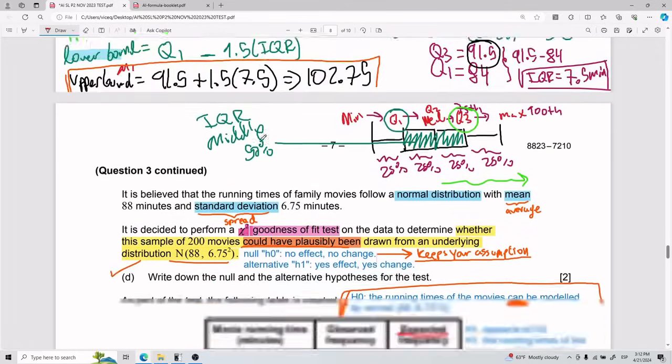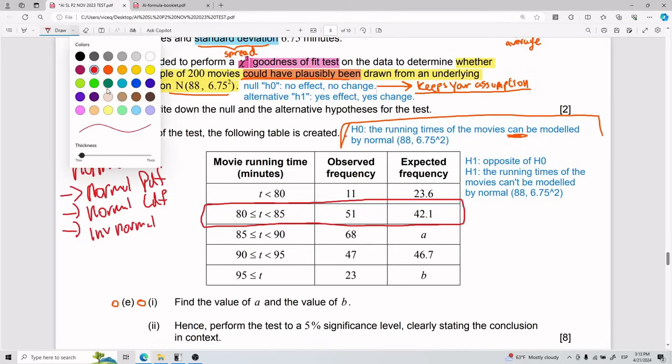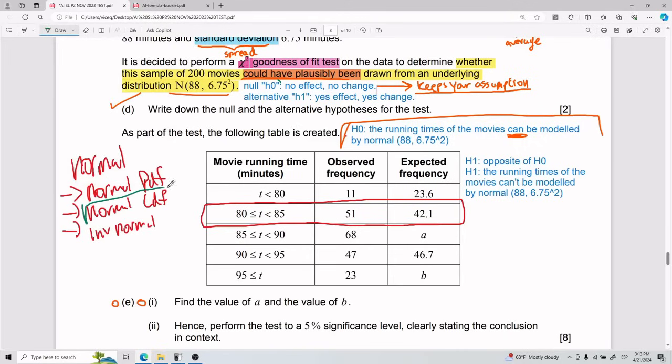Or actually more than the mid interval values, because this is a normal distribution, you gotta think about what your tools are for the normal distribution. You have what is called normal PDF, you have normal CDF, and you have inverse normal. In this case, our main tool will be normal CDF.